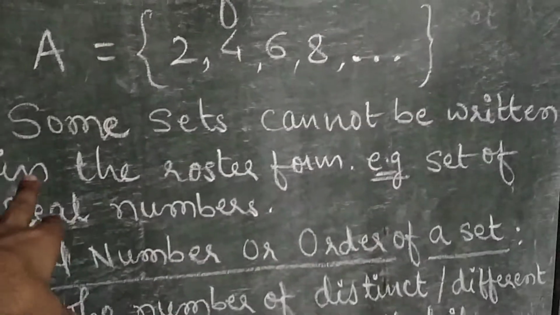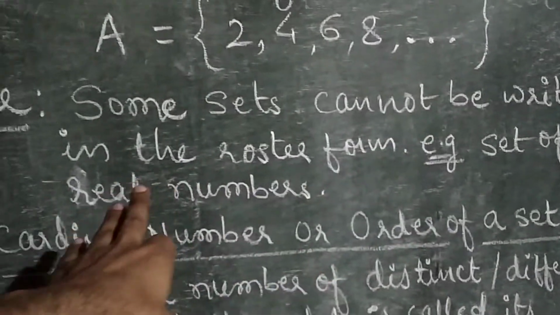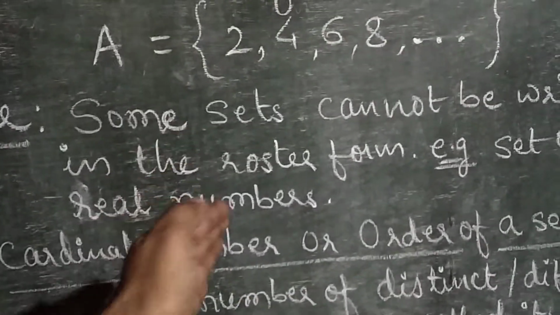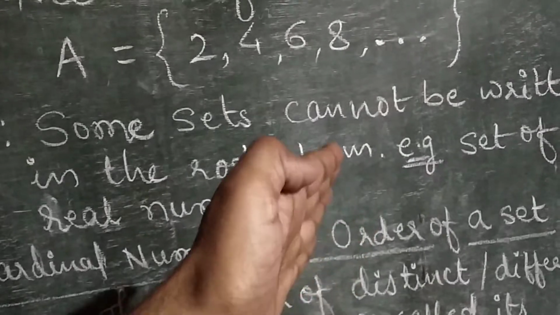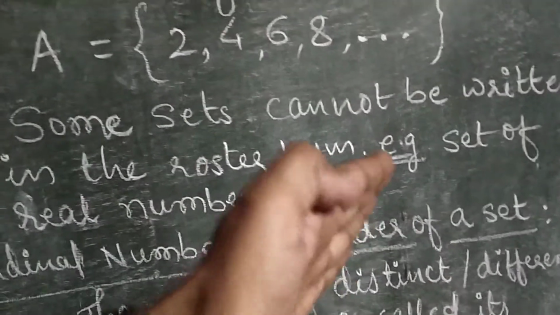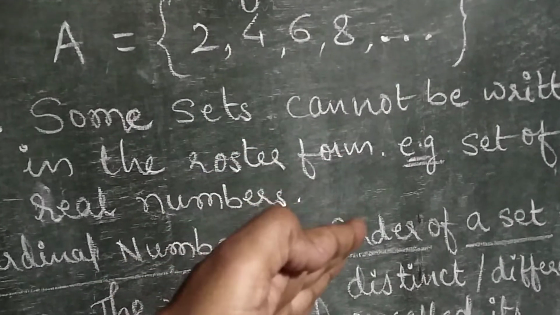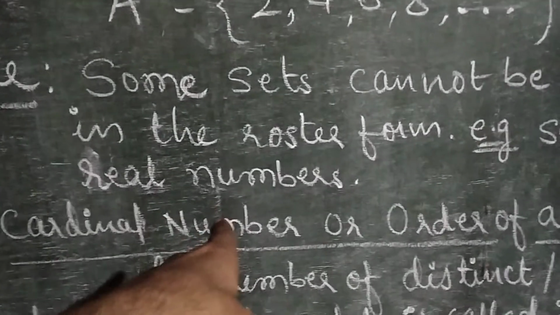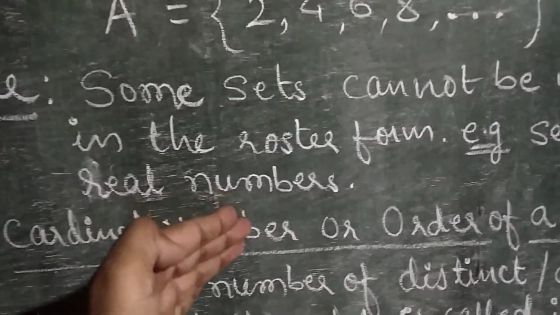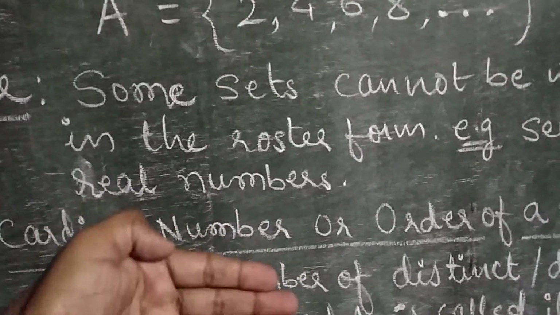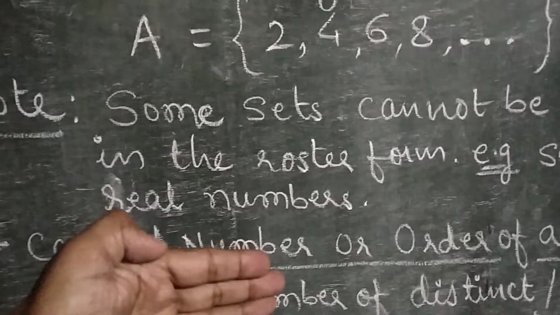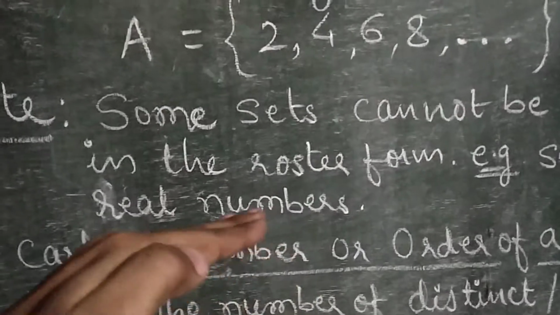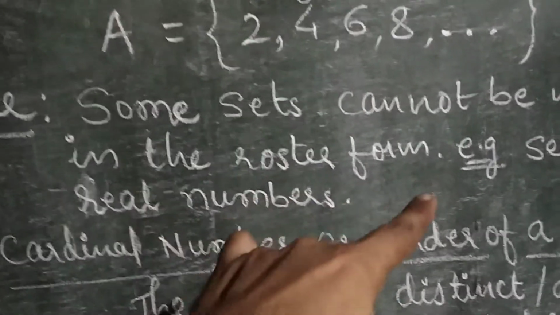Now here is one important note. Some sets cannot be written in roster form. Which type of sets cannot be written? The sets whose elements do not follow a particular pattern cannot be represented in roster form. For example, the set of all real numbers, because real numbers sometimes contain roots, sometimes they are in fractions or decimal form. So they have no particular pattern, and this set cannot be written in roster form. Only in set builder form can we write X such that X is a real number.